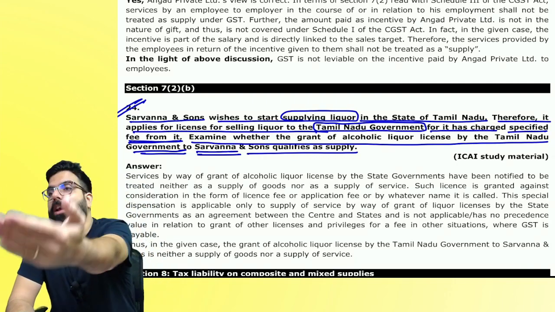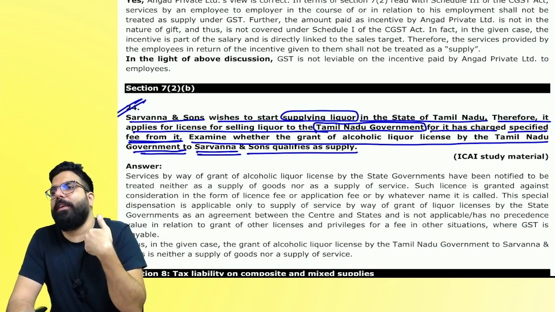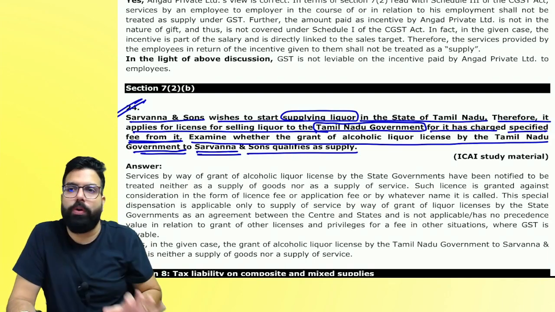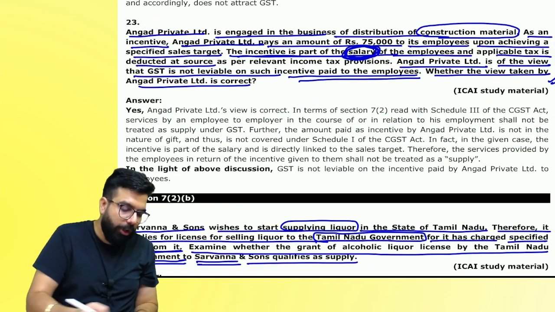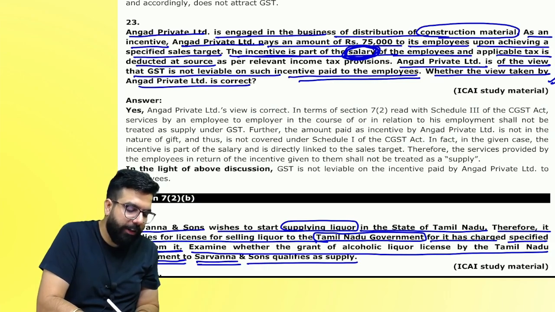Supplying of an alcoholic liquor license against license fees, will GST come? No. Are we clear, everyone? It is neither supply of goods nor supply of services. You have to practice this at home. This is again your homework today.